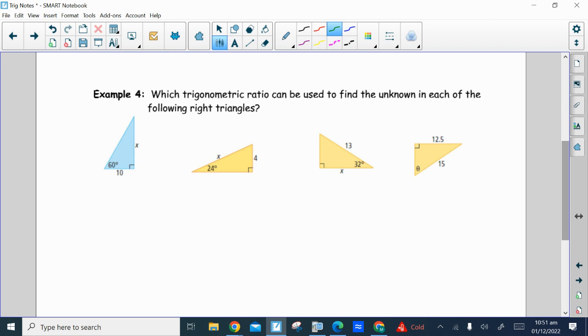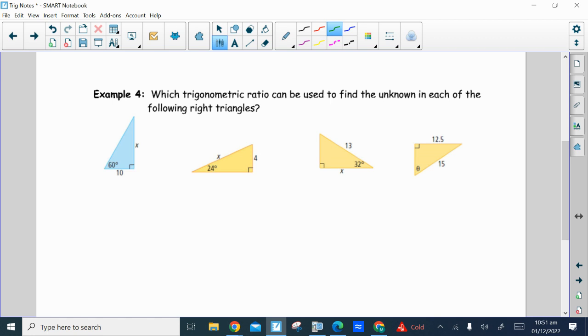Example 4 says, which trig ratio could be used to find the unknown in each of the following triangles? Again, we're working towards a process where we can find missing sides and missing angles in right triangles. And this is what we're going to be doing. We're going to determine what ratio can be used, and then we're actually going to go ahead and use that ratio as our next step.